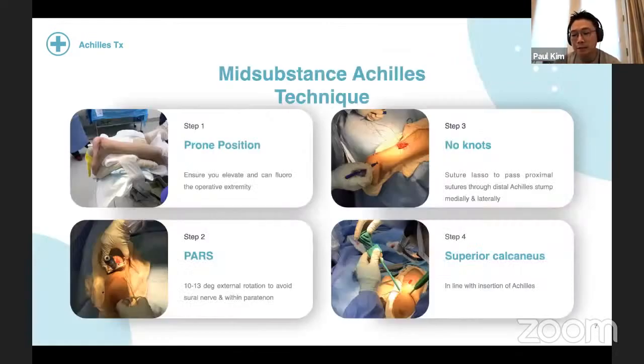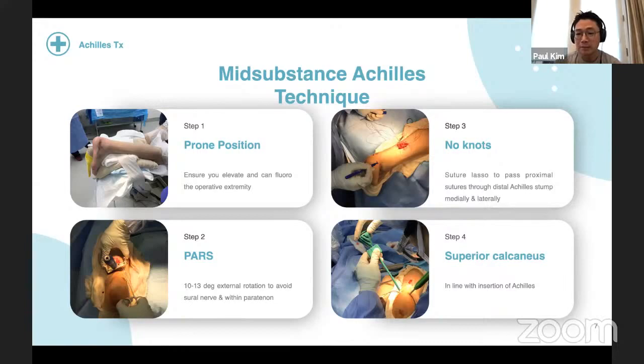So let's go over the technique a little bit step by step. So obviously you have to do the prone position. I do elevate the operative extremity, so you can use fluoroscopy for your anchor placement into the superior aspect of the calcaneus. With the PARS system, you've got to make sure that you're within the peritenon and you have a little bit of external rotation to avoid injury to the sural nerve. And step 3, as you can see me marking out, is the superior aspect of the calcaneus. And once I make that incision, I'll pass my suture lasso into the substance of the distal stump of the Achilles rupture and pass it into my surgical site.